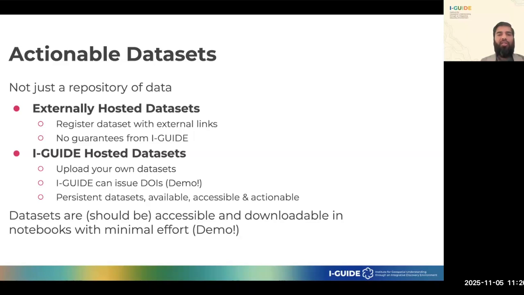The second part, like I mentioned, in addition to externally hosted, is iGuide hosted datasets, where the user can upload their own dataset. Now, since this is in our control, we have a lot more control as compared to externally hosted datasets, where we can issue DOIs for these datasets, and these are persistent datasets. They will be available, accessible, and actionable. These are some of the guarantees that we as iGuide do provide for these iGuide hosted datasets. And all of these datasets by design are or should be accessible and downloadable in notebooks or in the iGuide JupyterHub environment with minimal effort.